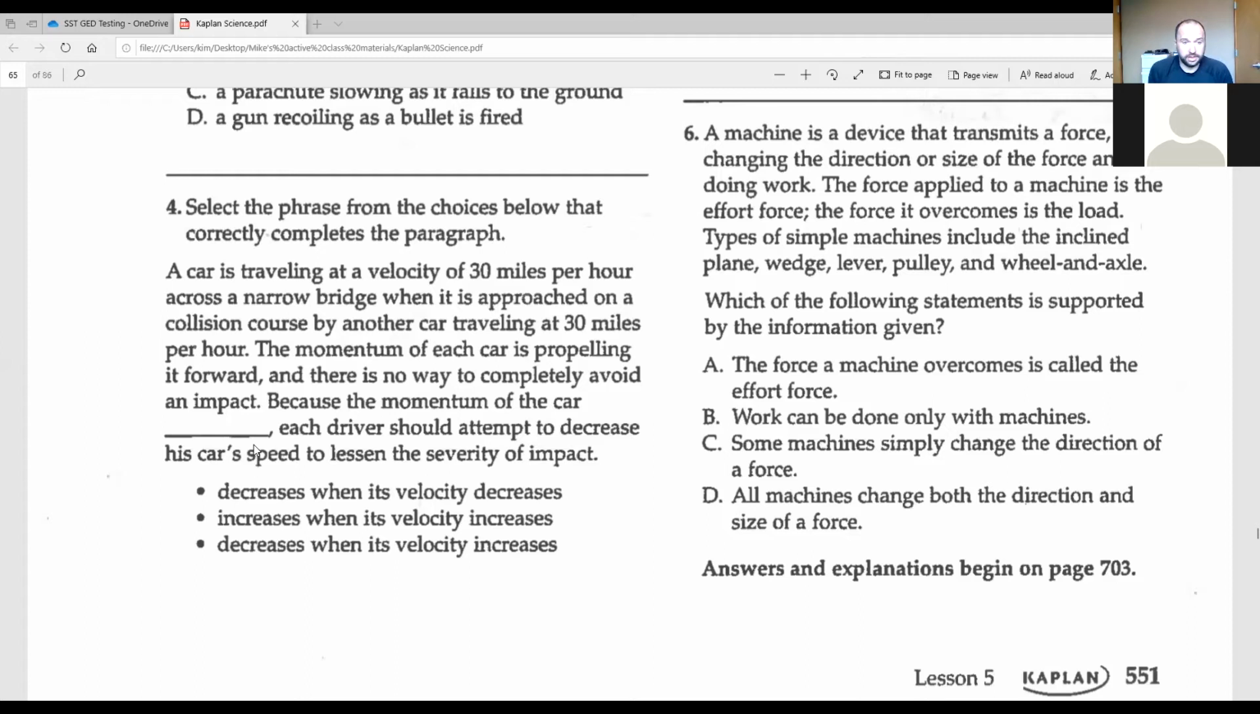Probably not, right? Because the momentum of the car decreases when its velocity decreases, each driver should attempt to decrease the car's speed to lessen the severity. So that's probably all we need to do in terms of talking about momentum.